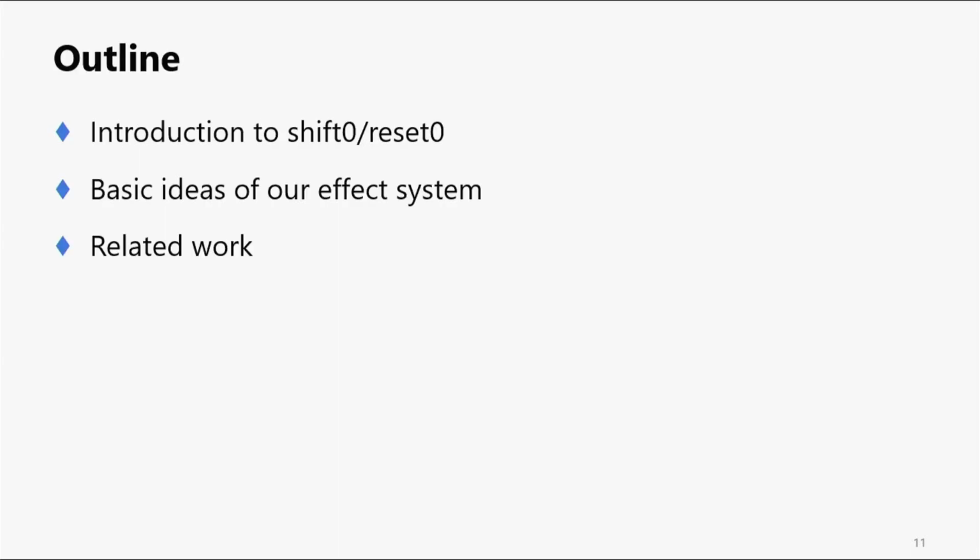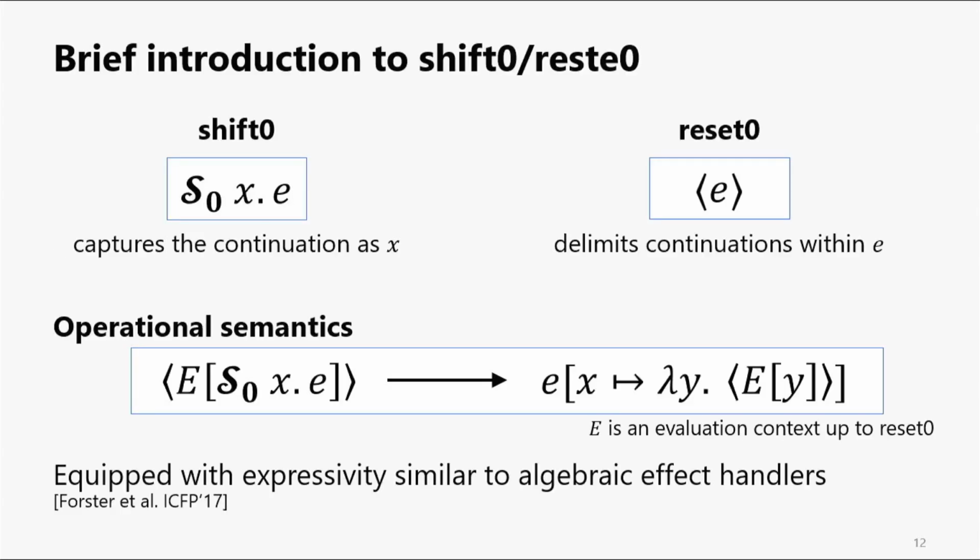Okay, in the rest of this talk, I will introduce our target control operator, shift 0, reset 0, and then explain the basic ideas of our effect system for temporal verifications in the presence of control operators. Shift 0 and reset 0 are just program operations. The shift 0 operation captures the continuations.